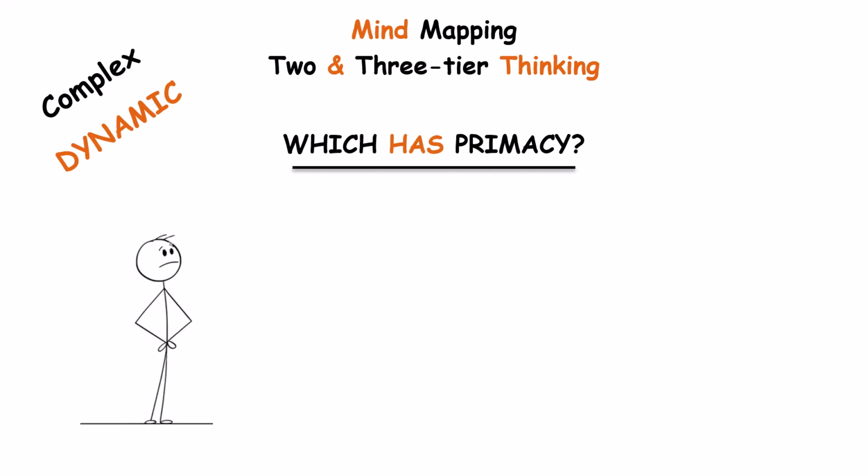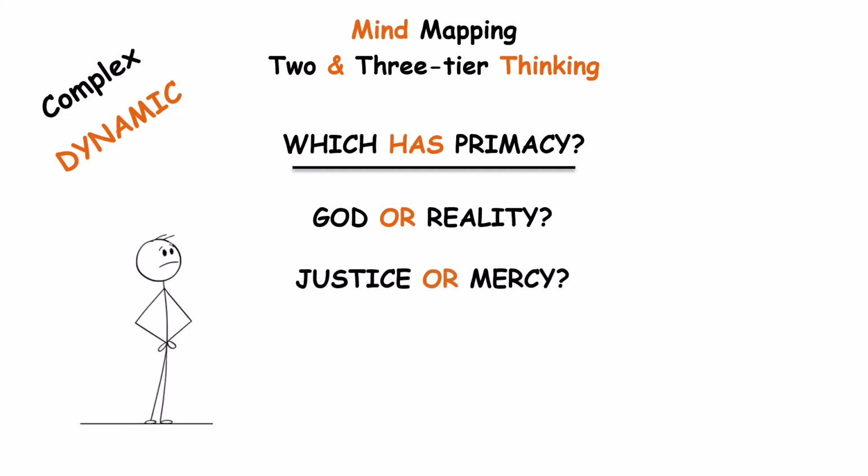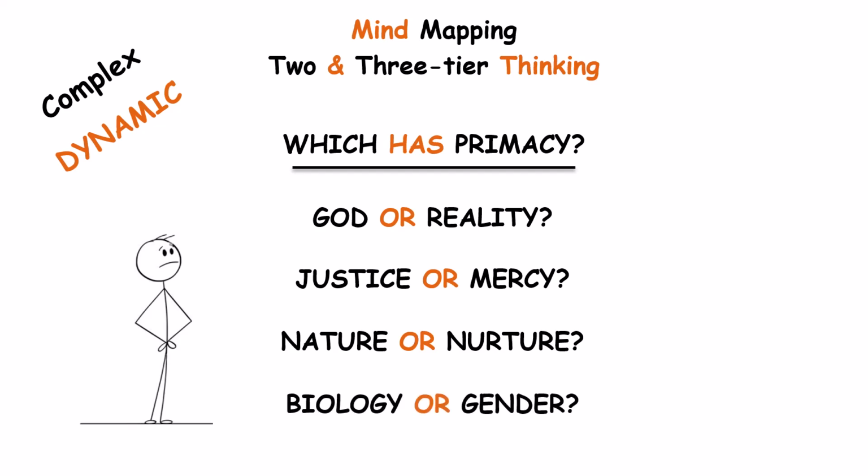Two- and three-tier thinking marks a significant advancement in learning and understanding. It equips us to tackle even the most complex and controversial primacy issues, such as which has primacy, God or reality, justice or mercy, nature or nurture, biology or gender, and many more.